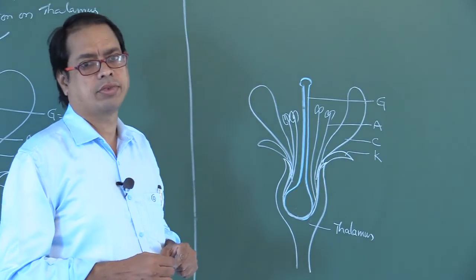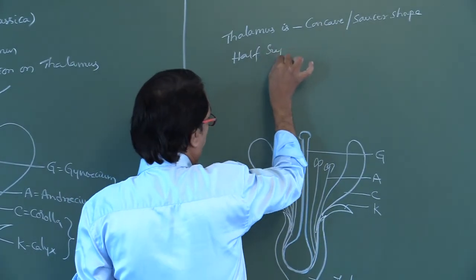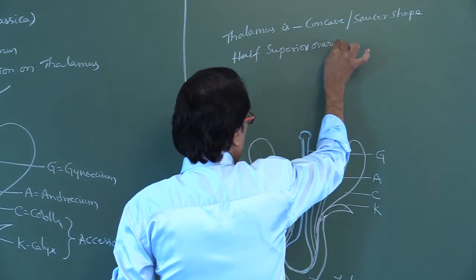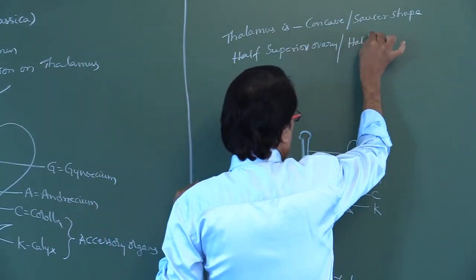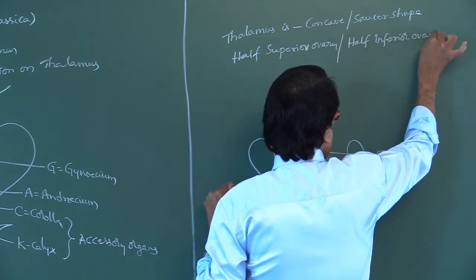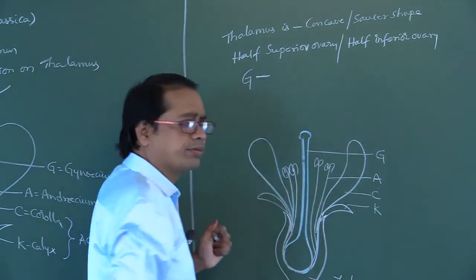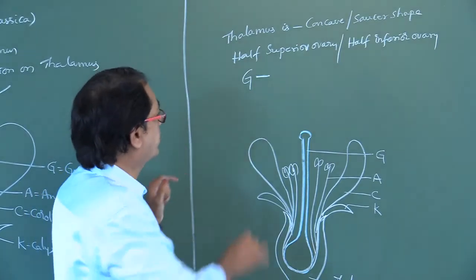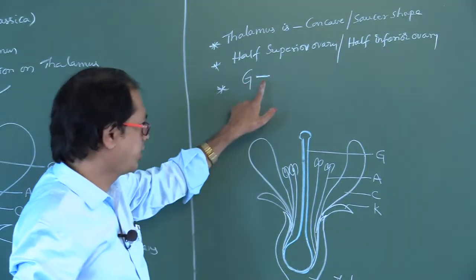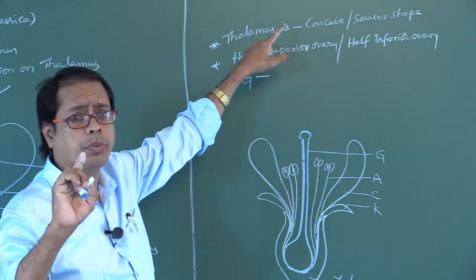Or adhesion. Okay, what type of ovary do you find here? Half superior ovary, also called half inferior ovary. It is represented as G. In the middle you have to write like this. This is represented like this. Okay. What are the examples? Code is PRP: plum, rose, peach.